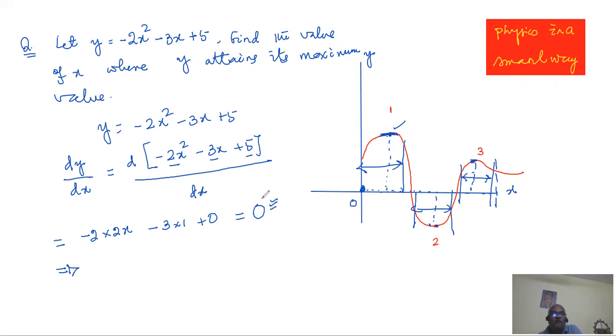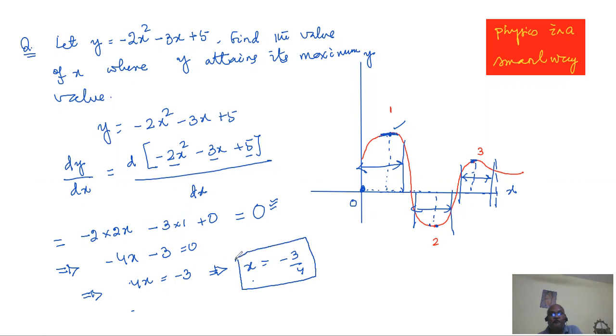And that was the theorem, that at maximum or minimum value the derivative equals 0. So that says minus 4x minus 3 will be equal to 0. So we know that implies 4x equal to minus 3, or x equal to minus 3 by 4. Okay, x equal to minus 3 by 4. So when we put x equal to minus 3 by 4, the function will attain its maximum value.